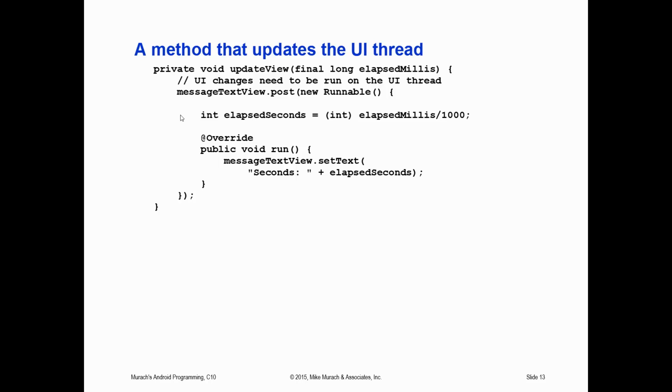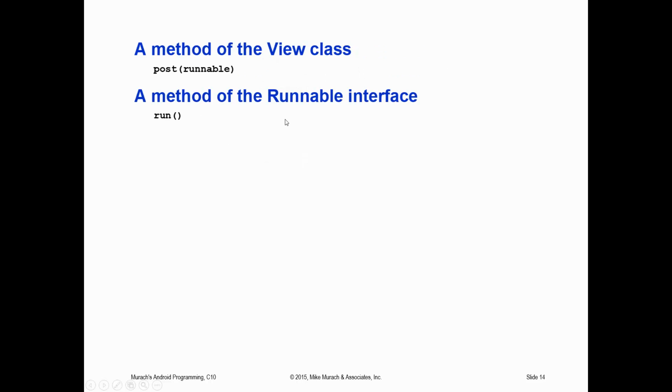So you can use the post method that's available from the view object to do this. And the code shows you right here. This is taken from the figure that's on page 301. So you can use a post method, as is shown right here, of a view object to execute any runnable object on a UI thread.